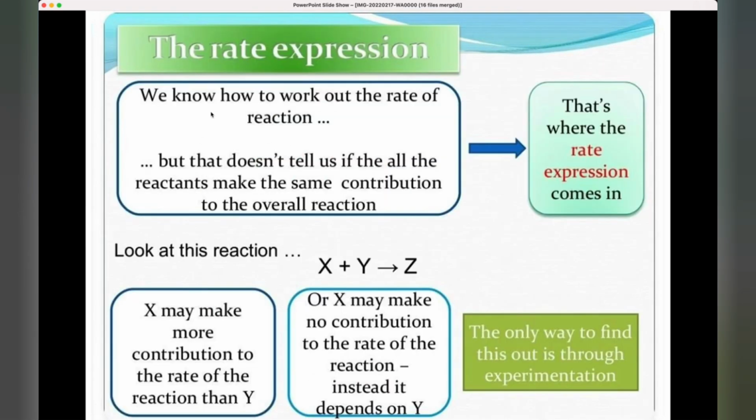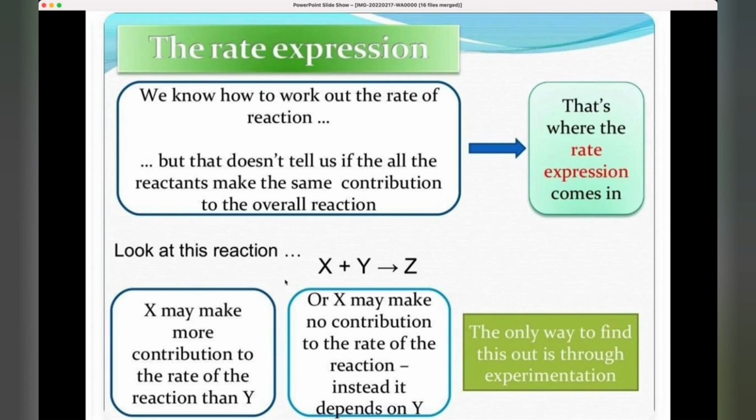Now, what is the rate expression? How can you work out the rate of a reaction? Why are we expressing this as the rate of a reaction? Because we don't know whether all the reactants taking part in the reaction make the same contribution to the total reaction. So, that is where we use the rate expression. That is where the importance of the rate expression comes in.